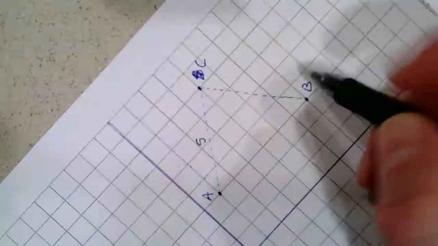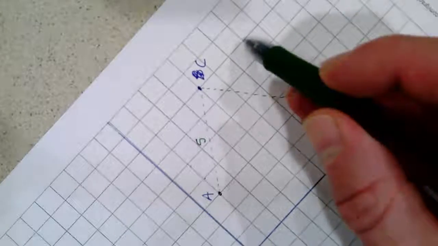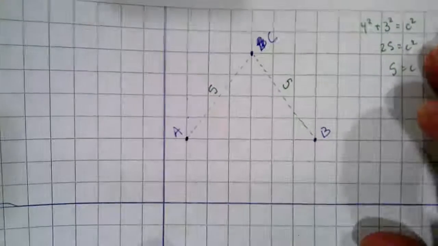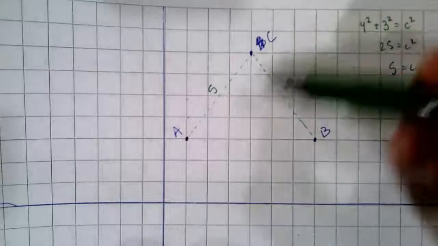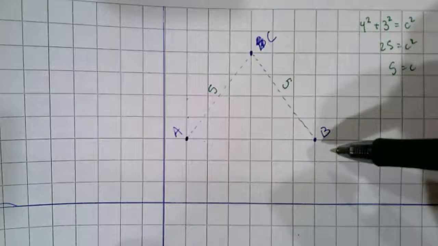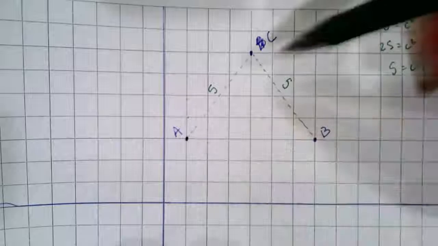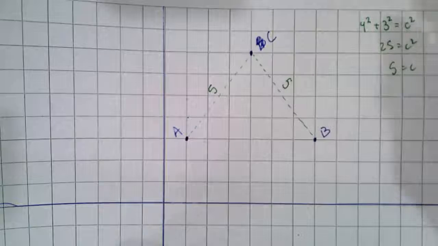And this distance over here, 1, 2, 3, 4, 1, 2, 3, is also 5. You use your Pythagorean theorem. So we've shown that point C is the same distance from point B as it is from A. So the distance from C to A is the same as the distance from C to B.